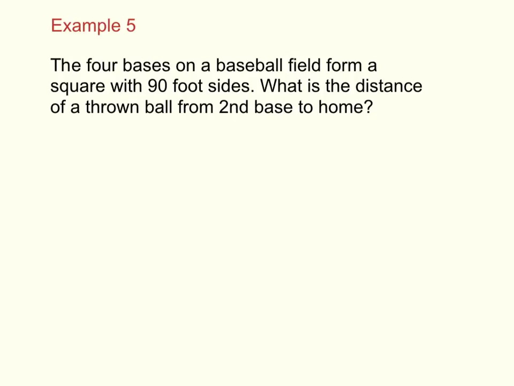Application problem number 5. The 4 bases on a baseball field form a square with 90-foot sides. What is the distance of a thrown ball from second base to home? Well, the first thing you can do is make a rough sketch of a coordinate plane. If you wanted to, you could also use Pythagorean theorem. And you could say, well, this is a base here, this is a base here, this is a base, and this is a base. So what you've made is a square, which is a baseball diamond.